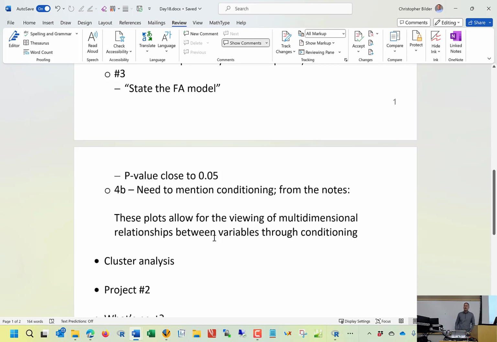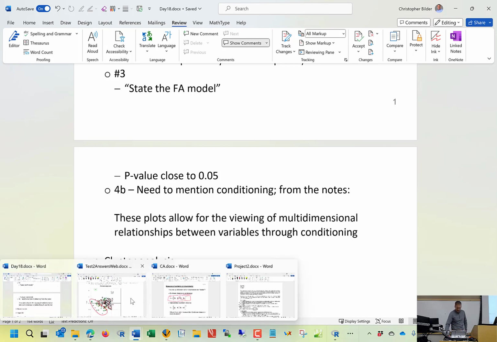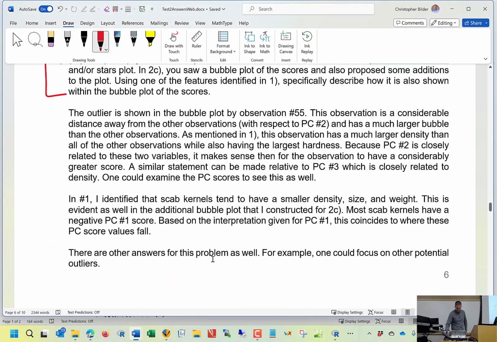Number 3 was the factor analysis problem. Again, you have to state the factor analysis model, and some students do not do that. But let's talk about how to decide on the number of principal components.